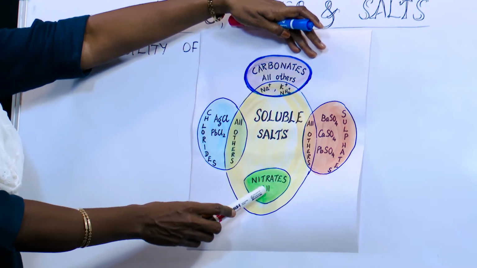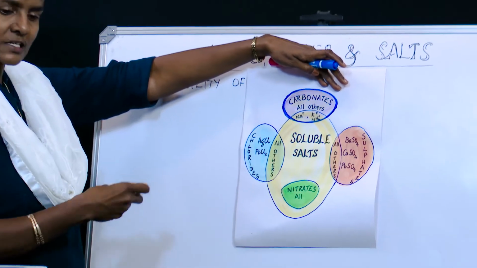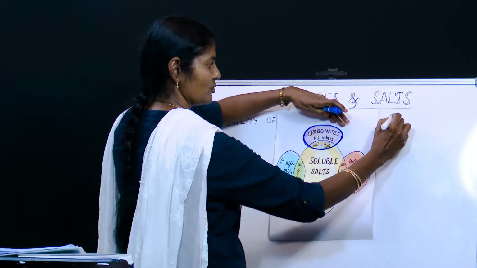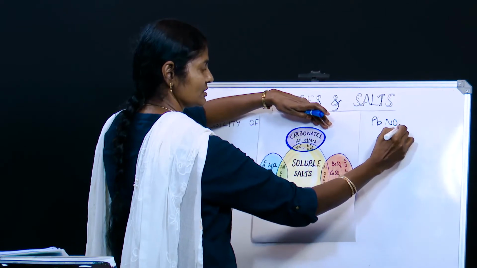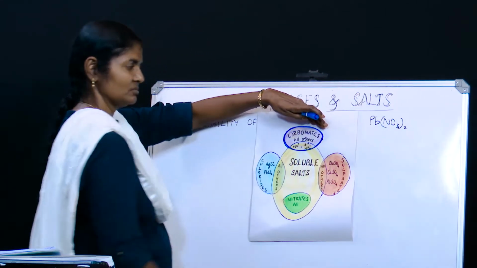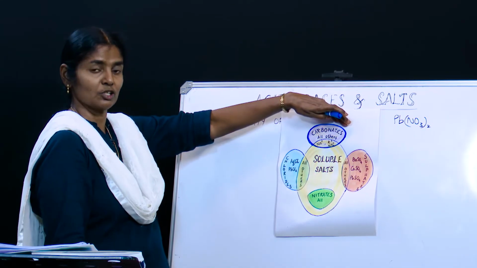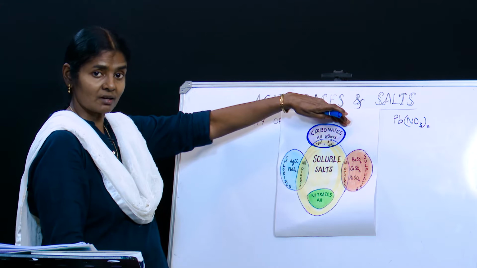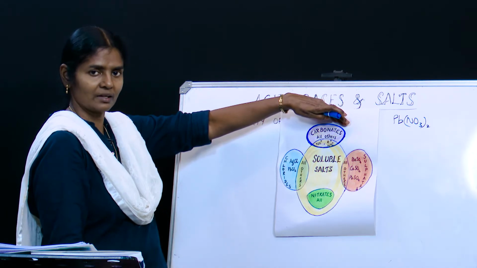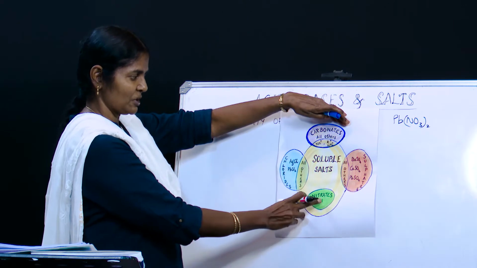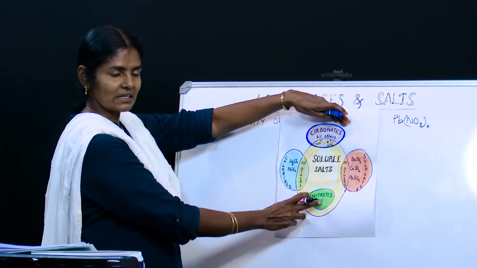So this is where you need to note down one point. Lead nitrate is one lead salt that is soluble. All other lead salts are insoluble, but lead nitrate is soluble. Of course, lead chloride is soluble in hot water, but again insoluble in cold water. Okay, so lead nitrate also, barium nitrate, all nitrates are soluble.